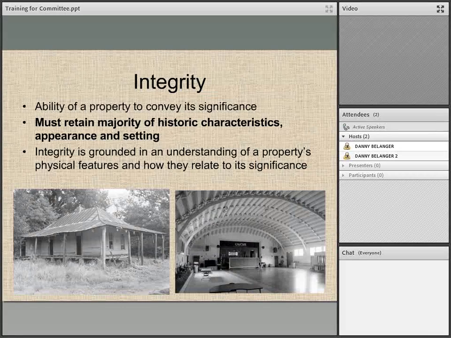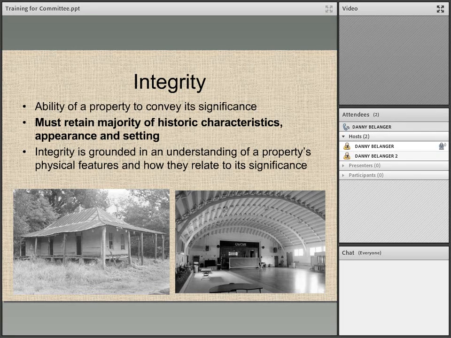Integrity is the other half of that two-part problem that you want each nomination to show. And integrity is the ability of a property to convey its significance. A property must retain the majority of its historic characteristics, appearance, and setting. And integrity is grounded in an understanding of a property's physical features and how they relate to its significance.